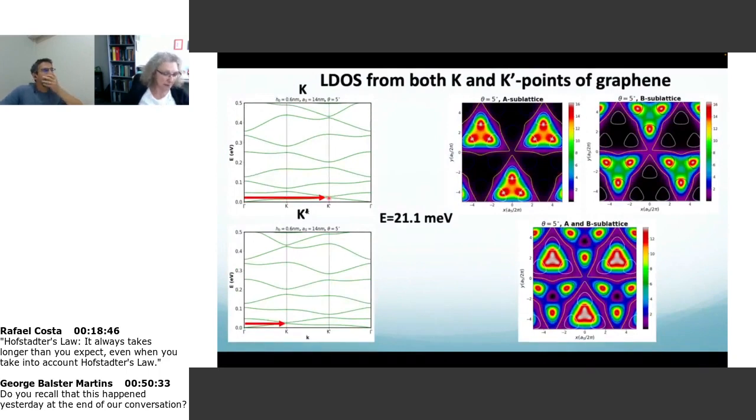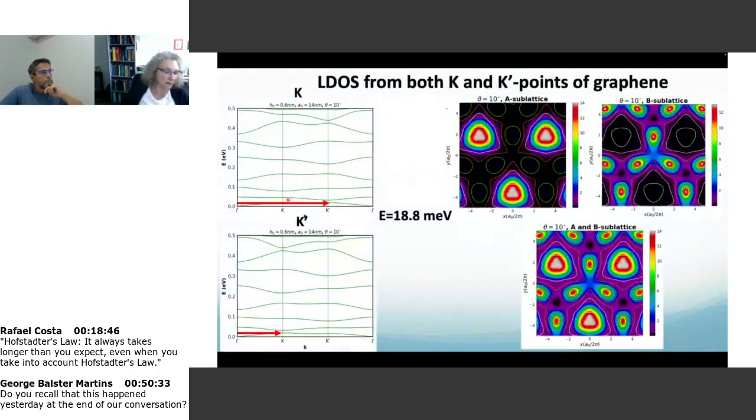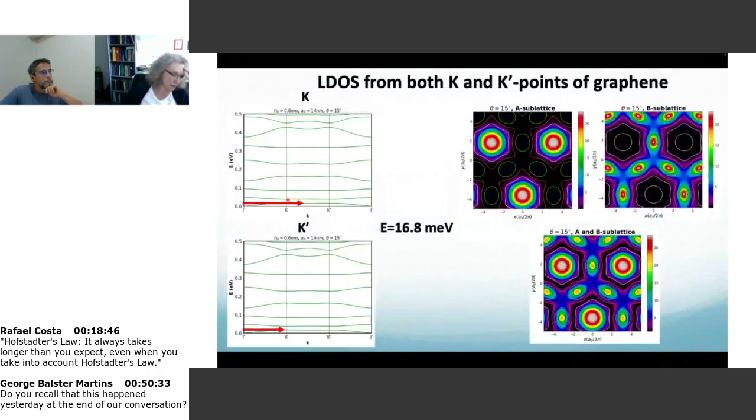So as you rotate, you start with no effective time reversal symmetry between these two states, and you develop this effective time reversal symmetry, particularly at 15 degrees and 45 degrees.